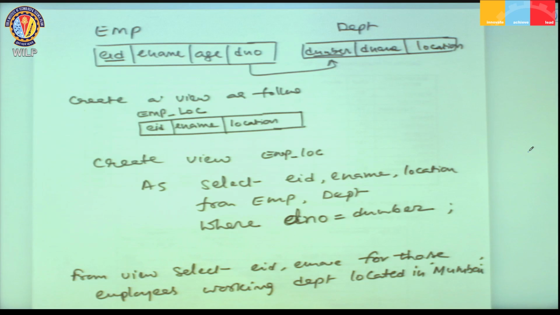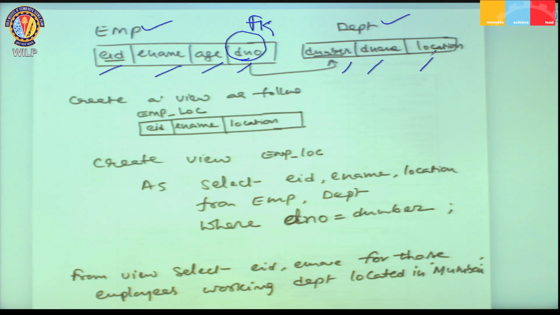I have the employee table and the department table, the original tables that are available in the database. The employee table has employee ID, e-name, age, and D number, DNO, which is the foreign key here, and the department table has D number, D name, and location.